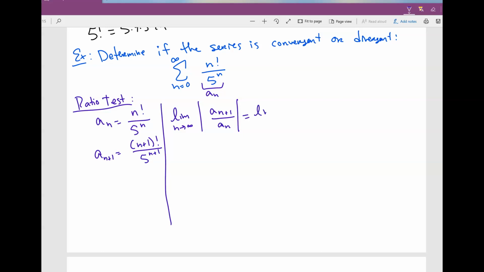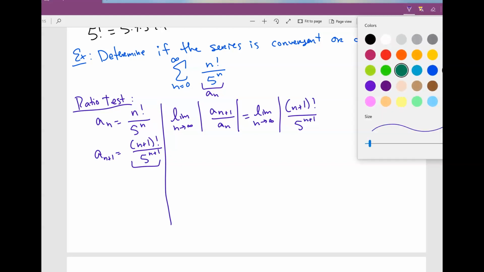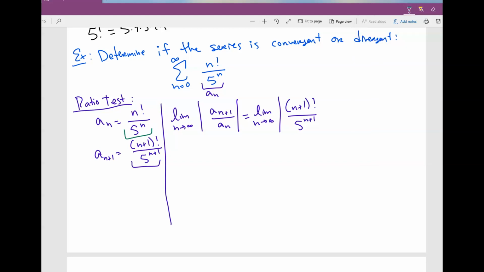So I'm going to have the limit as n goes to infinity, absolute value. So first let's write the n plus 1. So that's going to be this guy, n plus 1 factorial over 5 to the n plus 1, divided by a sub n, divided by this guy. Well, one thing that you can do when you divide is you're basically flipping the fraction. So it's going to be 5 to the n over n factorial.